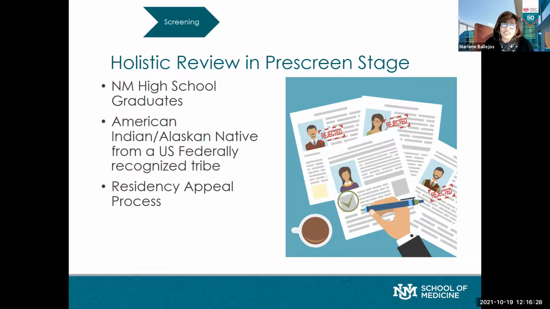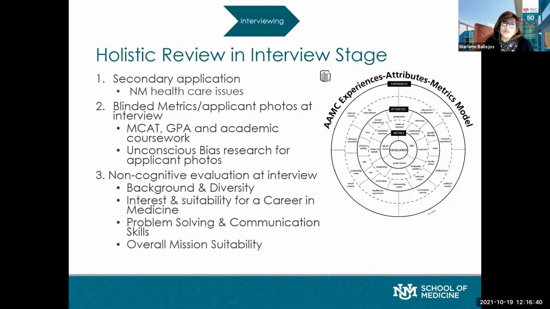And then we also have a residency appeals process in place, whereby applicants who have strong ties to our state can also appeal to be considered as a New Mexico resident. So in the interviewing stage, we have a secondary application, and we actually target and have specific questions regarding New Mexico healthcare issues. So we want to make sure that the applicants are going to serve our mission and really improve the health of all New Mexicans. So this allows us to incorporate healthcare issues and really see these applicants and what they bring to the field of medicine and to our medical school.